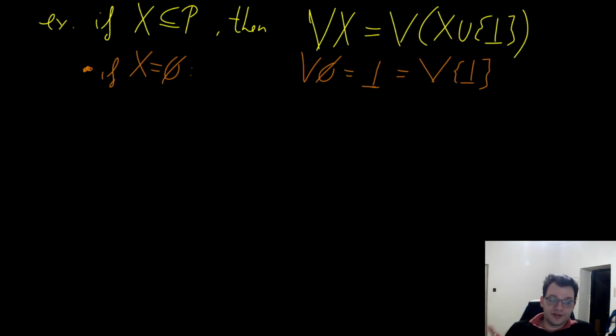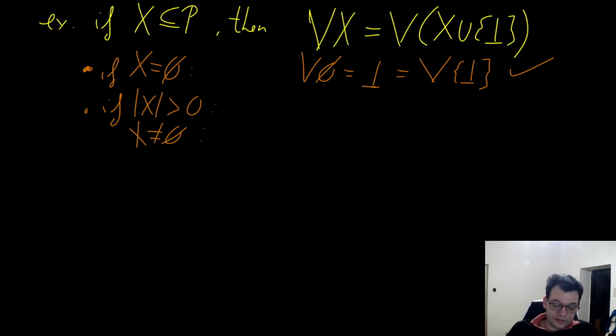So the supremum of the set containing only A is always A, no matter what it is. So it's good. Then if X is not the empty set, then for each member of X there is an upper bound in X union bottom.